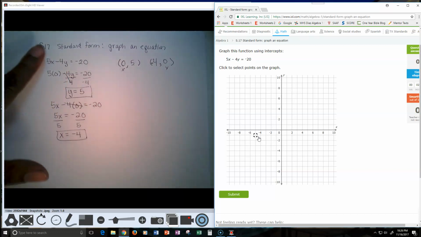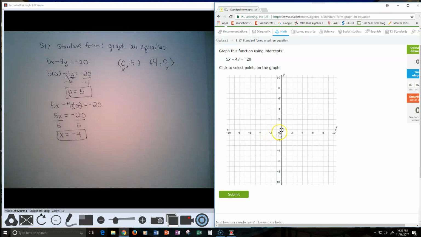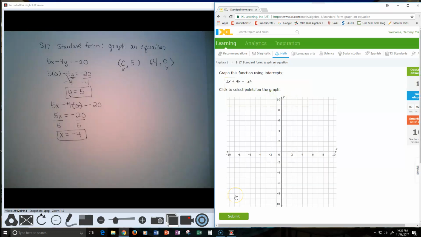Then cover up my x position. Well, negative 4y equals 20. And then dividing both sides by negative 4, I get positive 5. Now, if I'm graphing the y first, I'm at 0, and I go up to 5. And then my x, I go over to negative 4 and 0, click, and we're done.